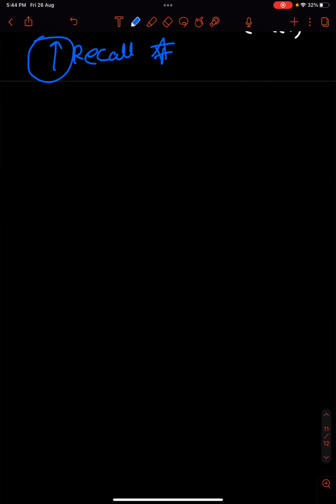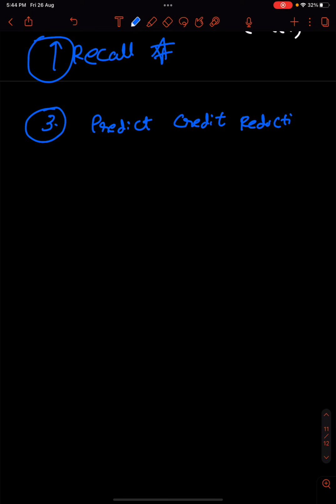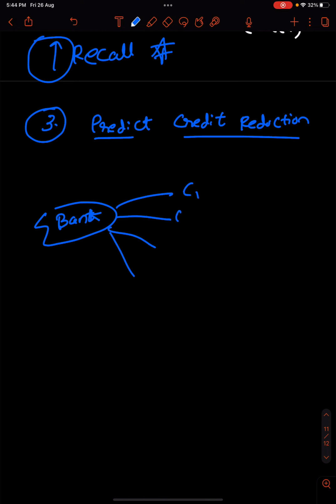So let's see the third use case now, which is predict credit reduction. Credit reduction, which means, let's say there is a bank, and banks give loans to different customers, right? And you want to build a model which will tell whether I can reduce the credit for this particular customer, yes or no.